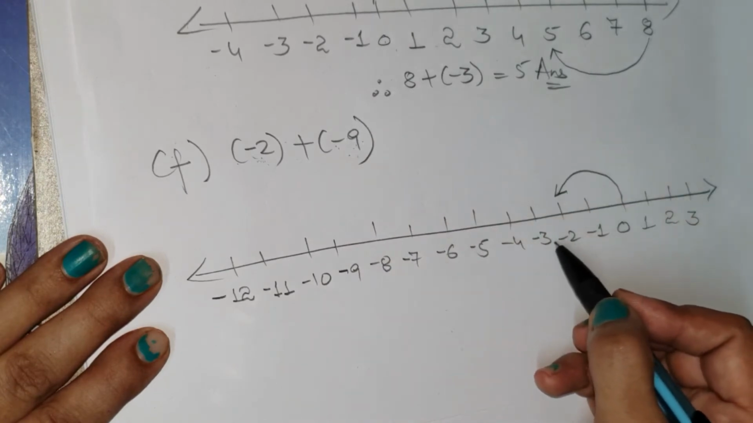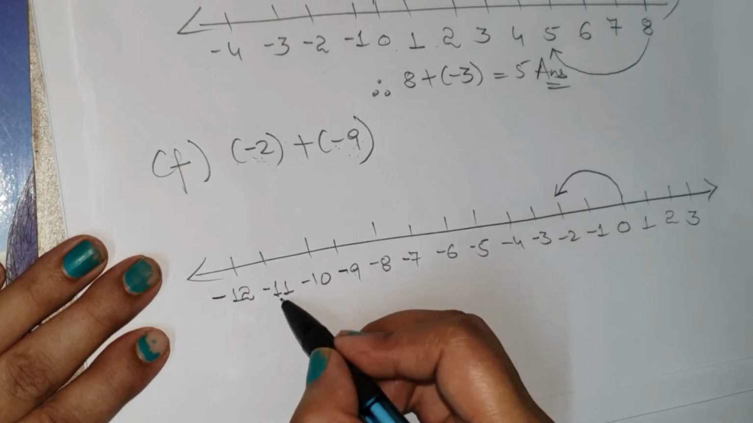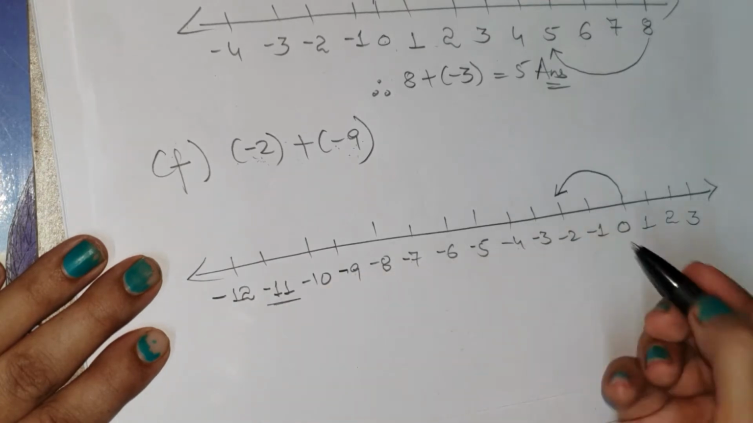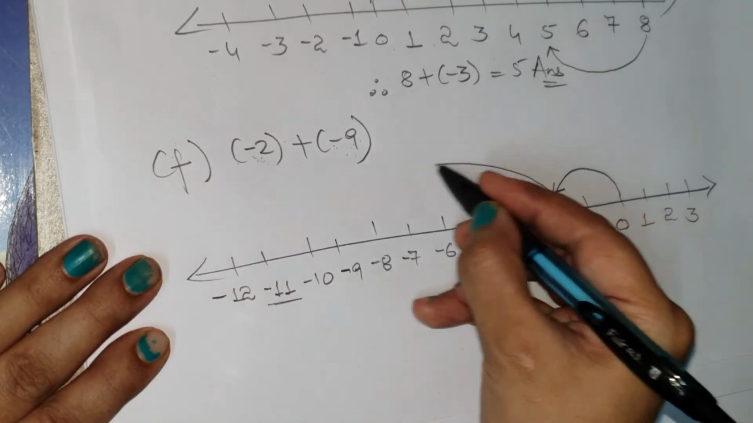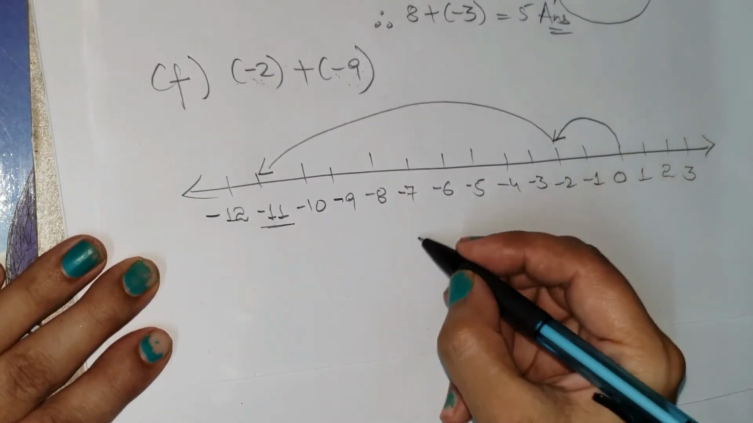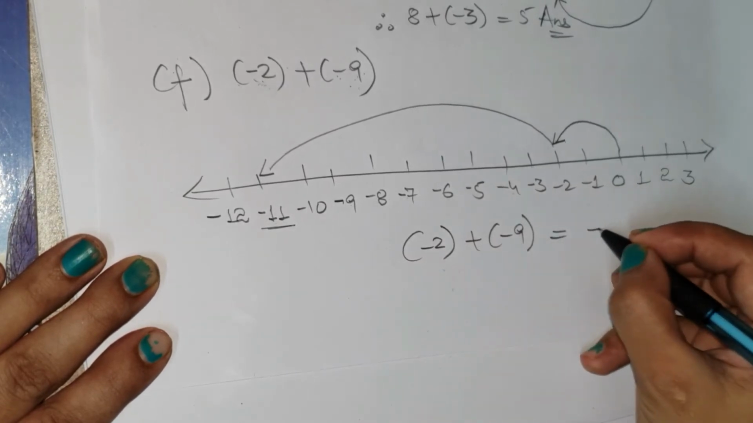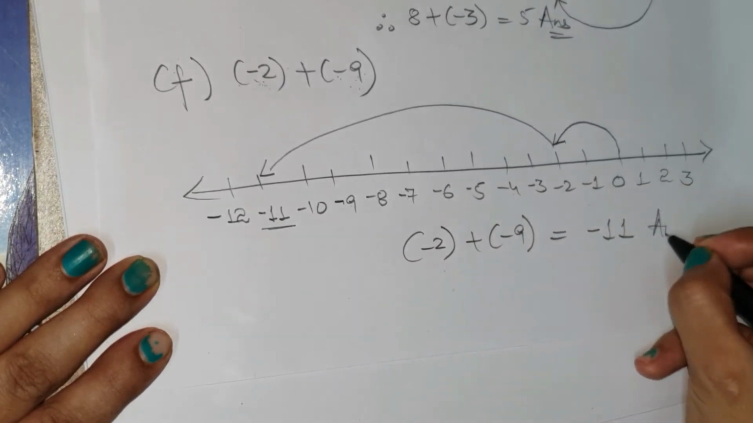So count 9 steps, 1, 2, 3, 4, 5, 6, 7, 8, 9. That means on 11. So from 2 only I will jump towards number 11, minus 11. So therefore minus 2 plus minus 9 will give you what? Minus 11. This will be the answer. Okay, so this was your F part. Move on to next G part.